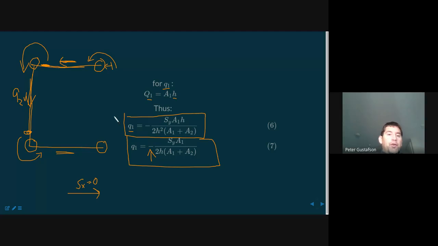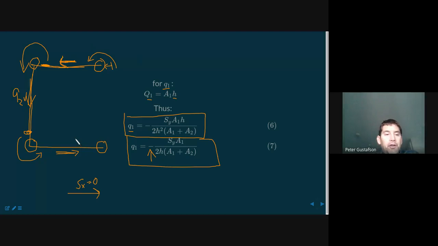So the sum of all forces in X has to be equal to 0. The magnitude of Q1 and Q3 was equal, although the arrows were pointing left on the top and right on the bottom. So equal in magnitude, given those arrows, they actually do cancel each other out. So we're happy about that. The sum of the forces in the X direction works out pretty easily.